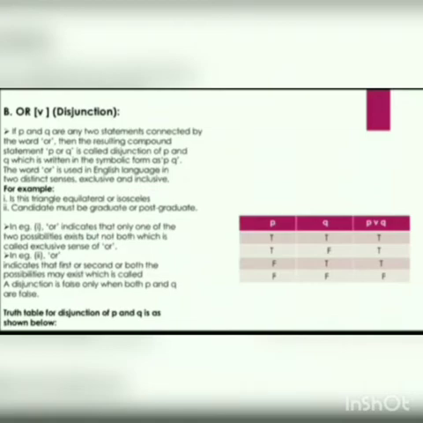Now, let us take a look at the truth table for disjunction of P and Q. If statement P is true and Q is also true, then the disjunction of statements P and Q will always be true. If the statement P is true and Q is false, then also the disjunction will always be true. If the statement P is false and Q is true, then the disjunction of both the statements is true. If both the statements P and Q are false, then the disjunction of both statements will always be false.